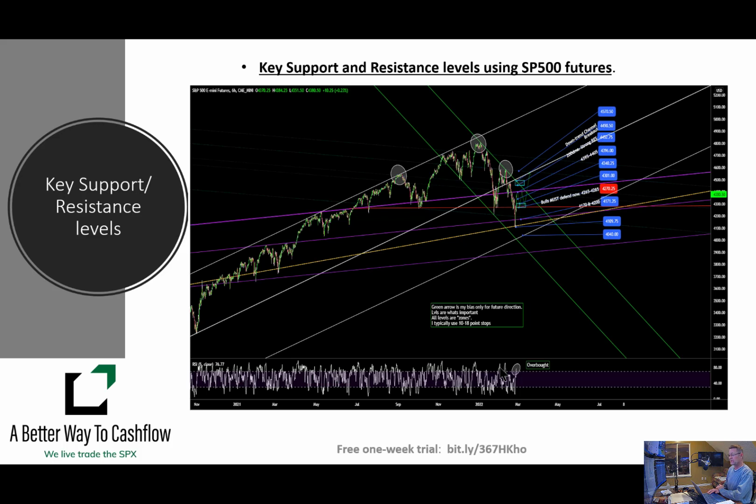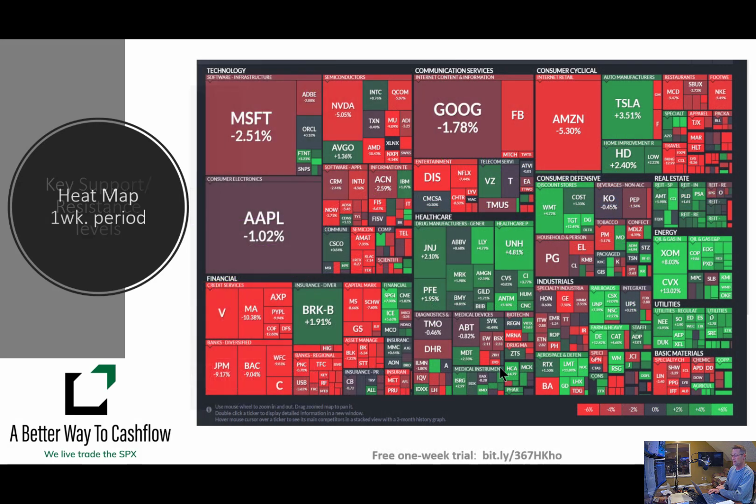Again, we would really need the market, the ES, to hold the 4260 level by the end of cash close Monday to be able to continue to hold out any hope for a bullish move here or even a neutral move. Below that, again, 4175 is my next level.